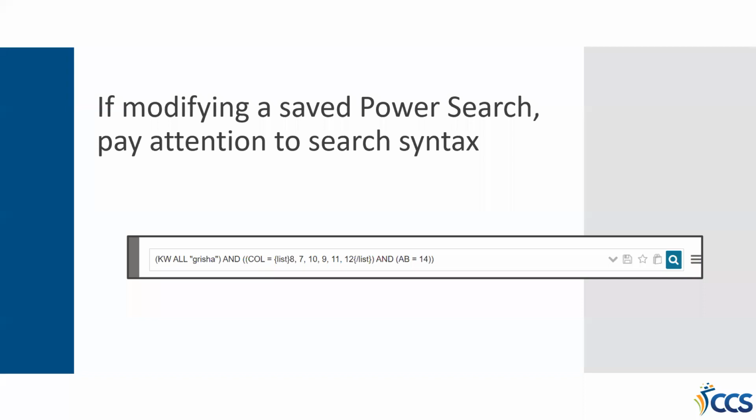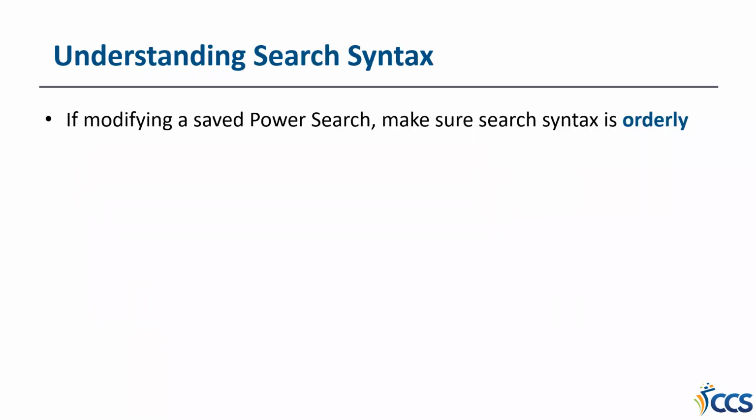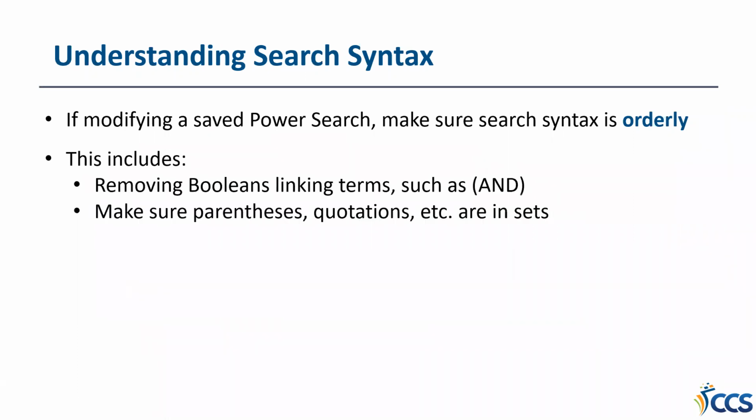Now, when you're modifying a power search, the big thing to pay attention to is that search syntax. When you're modifying or removing part of a power search, the key is to make sure that search syntax is still orderly. This means that you'll want to remove any relations, those ands, nots, those booleans linking your access point to the rest of your search. And you'll also need to make sure that any parentheses or quotation marks come in sets. You don't want one just hanging there.